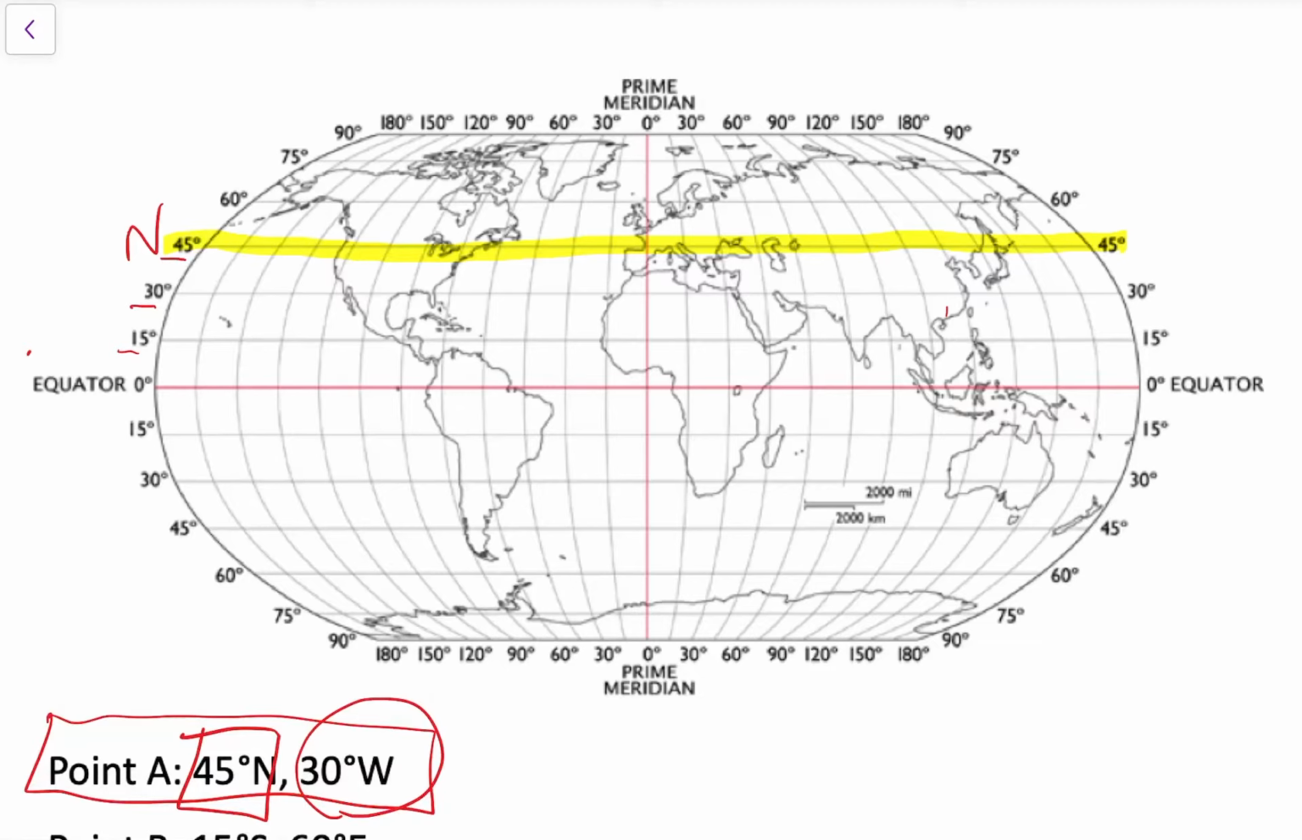So if I need to find 30 degrees west, I will start at the prime meridian, and I'm going to move west, which in this case is to the left, but be careful, that is not always the case. So I'm moving west of the prime meridian to 30 degrees. I will highlight this line of longitude in blue. So now we can see by using both latitude and longitude, there is one intersection point where these 2 lines meet, and this gives me an exact location on Earth's surface. This is point A.